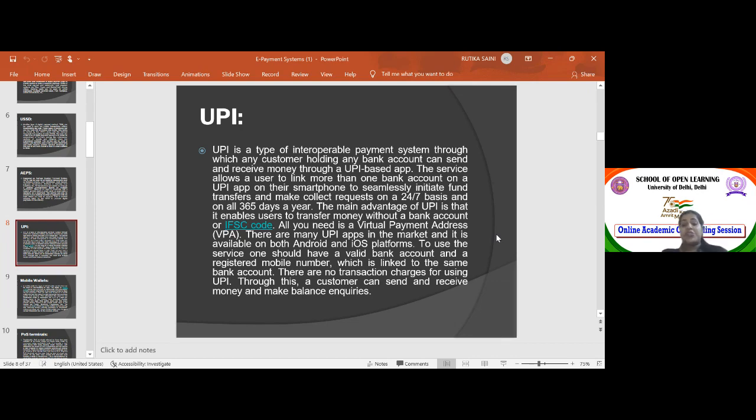Yeah, that is what you need. You need to have one registered mobile number that is linked to your bank account so that they can fetch the information. And there are no transaction charges for using UPI. Through this, a customer can send and receive money and make balance inquiries. So every service is available on the UPI apps.